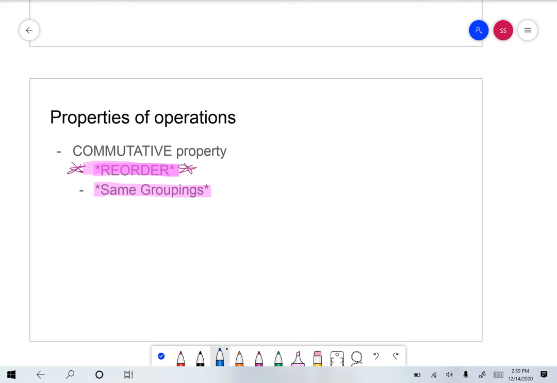Basically, there's commutative property of addition and multiplication. I'll go over both, but essentially it's saying that you can reorder things and you will still get the same answer.